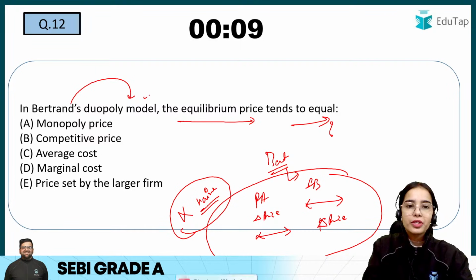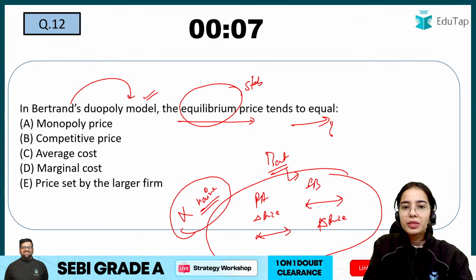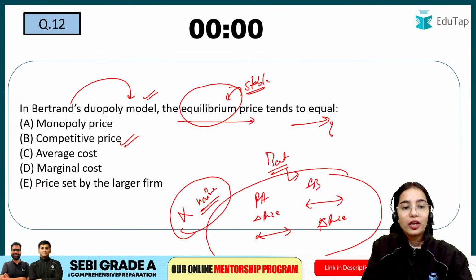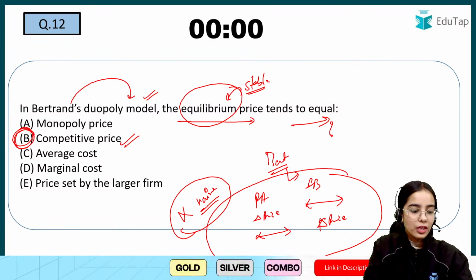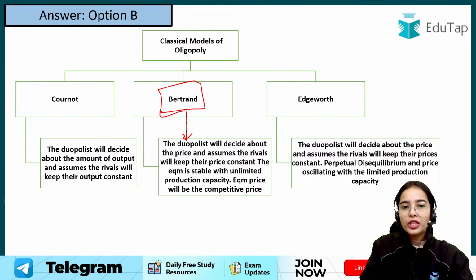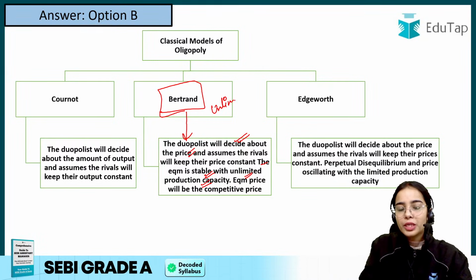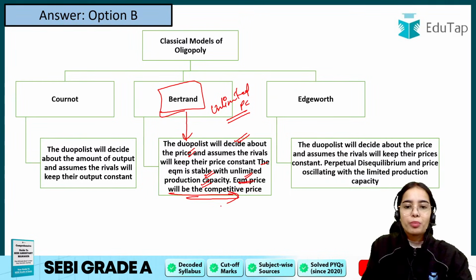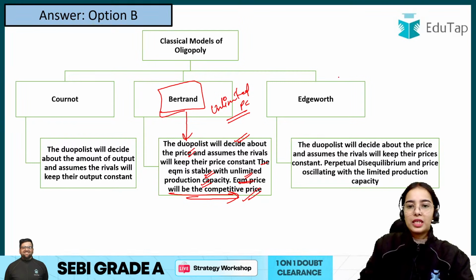So in the Bertrand duopoly model, a stable equilibrium is achieved, and the equilibrium price tends to equal the competitive price. So this is the idea. The duopolist will decide about the price, assuming that the other firm will not change its price. The stable equilibrium is achieved with unlimited production capacity. In the Bertrand model, it is assumed that the firms have unlimited production capacity. Equilibrium price will be the competitive price. Very good. So this is the answer.